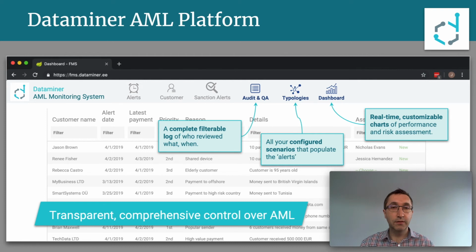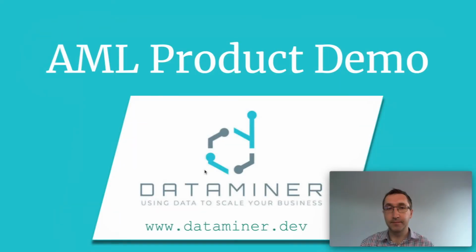Okay, so that was a brief tour of the audit and QA tools, where you can find a complete filterable log, the typologies, where you define the rules for your business, and the dashboard tab, which gives you all of the data that you could ever want to know about AML, all in one place. So this concludes our brief tour of the AML product from Dataminer.